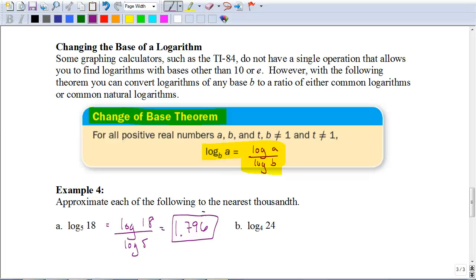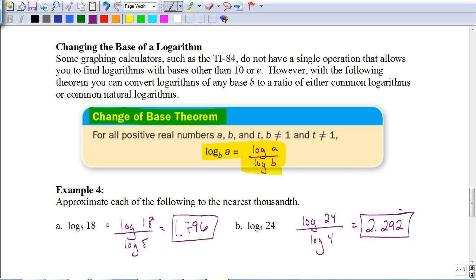So a problem like this one, you just set it up like this, a log of 24 divided by the log of 4. And when you type that into your calculator, you end up getting 2.292 as your answer.